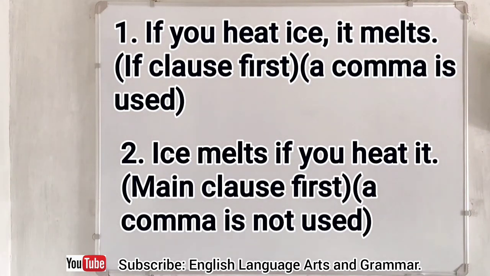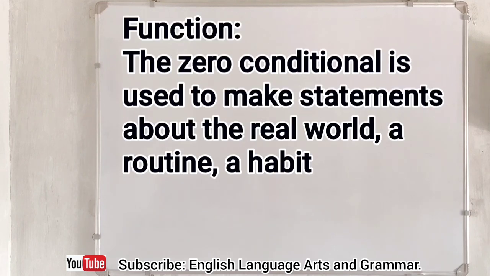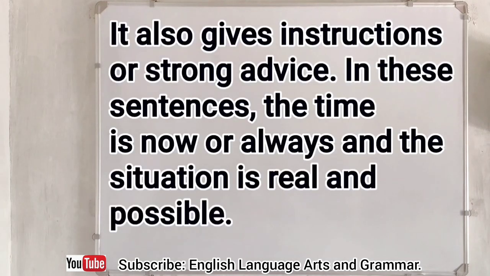In the first example, if clause has started at the beginning of the sentence, so I added a comma after it. In the second example, main clause has started in the beginning, so I don't need to add a comma after it. Let us learn the function of the zero conditional. It is used to make statements about the real world, a routine, a habit, often refers to general truths or scientific facts. It also gives instructions or strong advice.